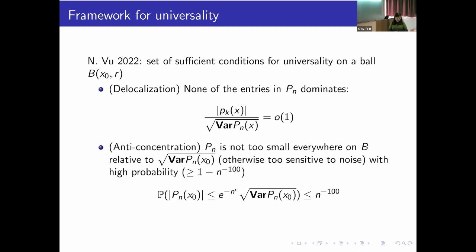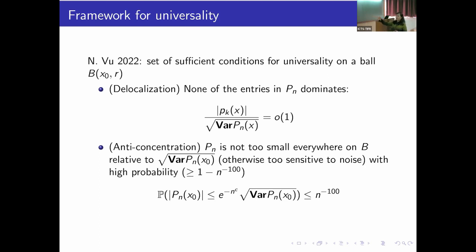So that's generally what local universality would mean. And in a paper by myself with Van Vu, we give a set of sufficient conditions for universality to hold on a ball. And there are several conditions, but it boils down to two basic conditions that one needs to check. The first is this localization, and this is basically from the CLT. The same idea as the CLT, meaning if we expect to have universality, each component p_i x should contribute only a little bit to the sum. And the second is the anti-concentration. So we would not want P_n to be too small on the ball that you are interested in, relative to the standard deviation of P_n.